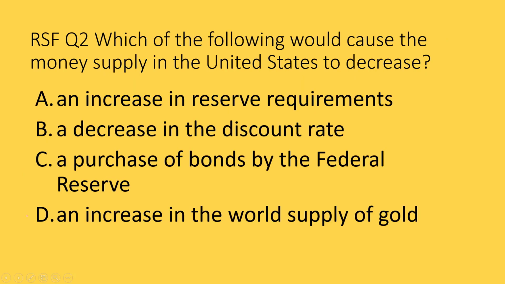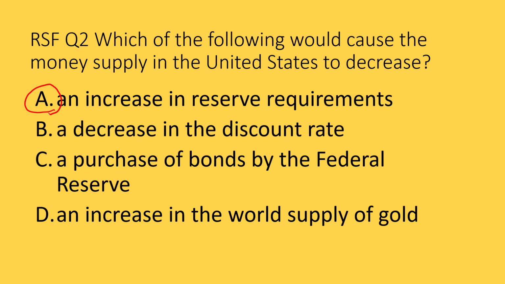Also, be able to answer a question like this: which of the following would cause the money supply in the United States to decrease? Another way of asking this is which of the following represents this idea of restrictive monetary policy? And as we talked about earlier in this review session, an increase in reserve requirements, or forcing banks to hold on to more money and loan out less, is going to decrease the size of that money multiplier, and that's going to cause the money supply to decrease.